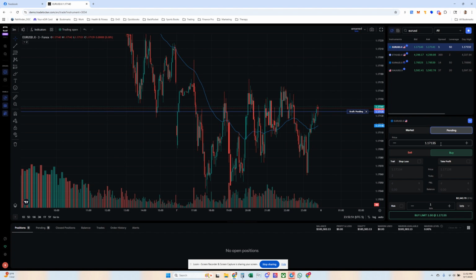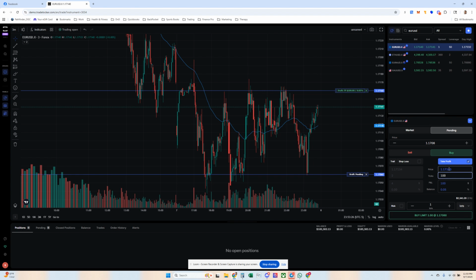You can do a pending. You can type in 1.1706, and that shows that there. And where do we want to take our profit? Let's say we want to just get 10 pips. All right, so take profit would be 1.1716. 06 versus 16, so that's 10 pips.